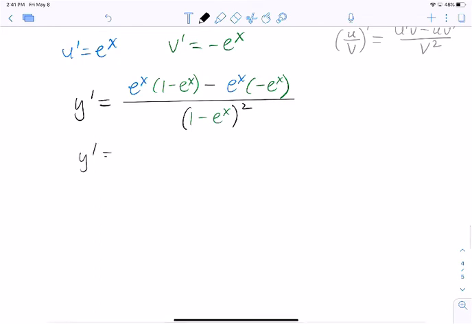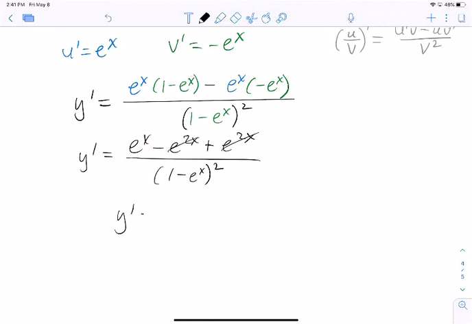Distributing in the numerator, we get e to the x minus e to the 2x plus e to the 2x, and that's going to be over the quantity 1 minus e to the x, squared. The e to the 2x terms subtract out, and so y prime is equal to e to the x over the quantity of 1 minus e to the x, squared.